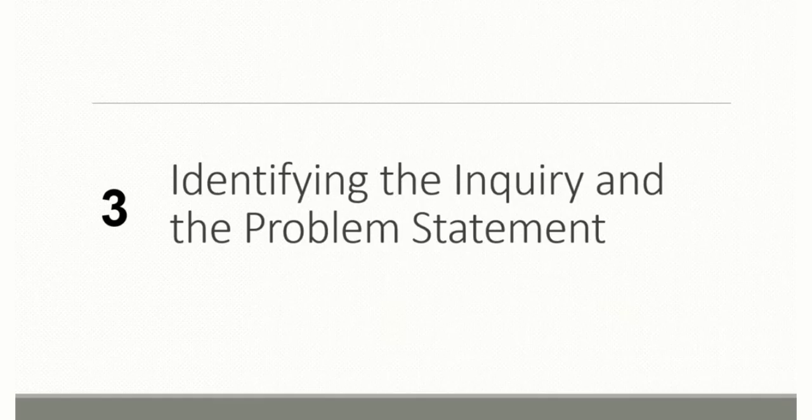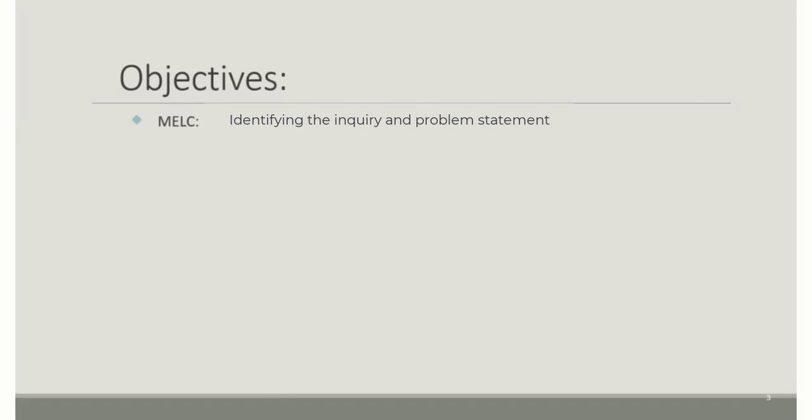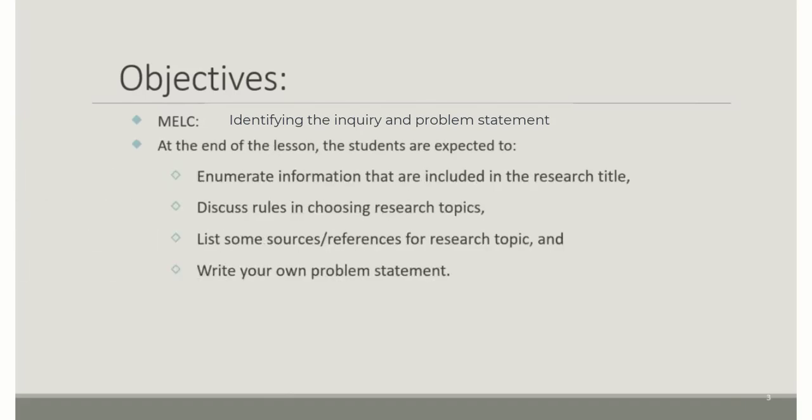So anyway, moving forward, the objective of this module is identifying the inquiry and stating the problem. At the end of the lesson, you, the students, are expected to first enumerate information that are included in the research title, discuss rules in choosing research topics, list some sources or references for research topics, and write your own problem statement. Now, later on, we will be talking about what is the problem statement per se.